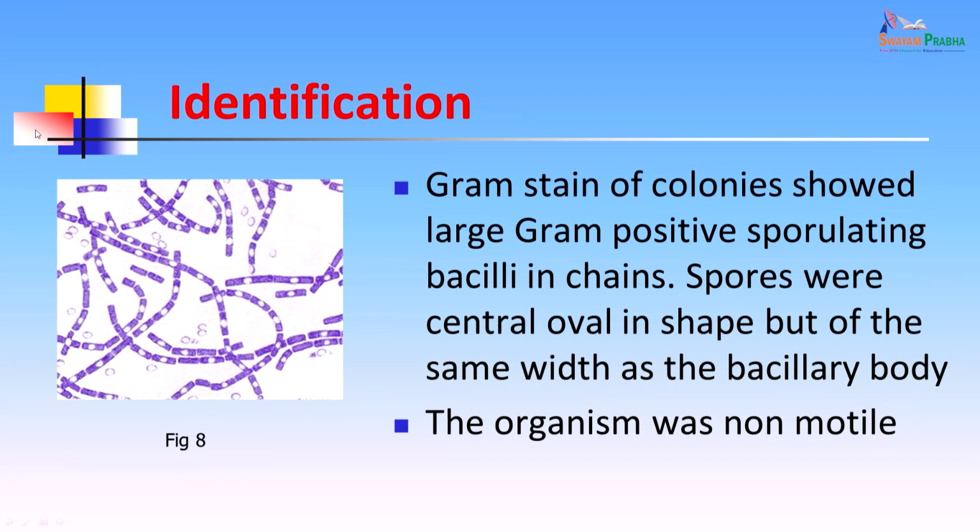Spores were central, oval in shape, but of the same width as the bacillary body, so they did not enlarge the size of the bacillary body, which we saw in Clostridia. In Clostridia, when we saw the organism, the spores were larger than the bacillary body, so they gave a spindle shape to the bacterial body. Here the bacillus spores are the same width as the bacterial body, so they do not enlarge the bacterial body in any size.